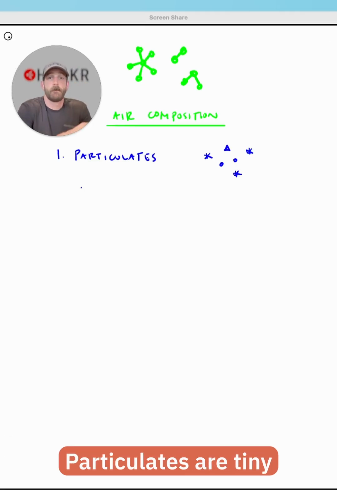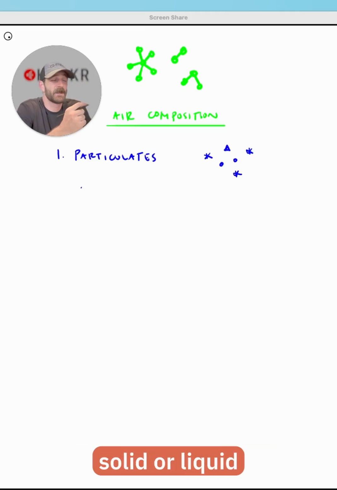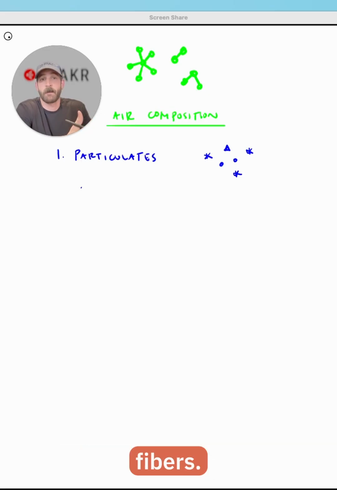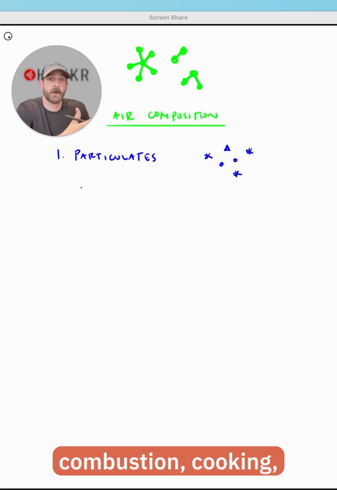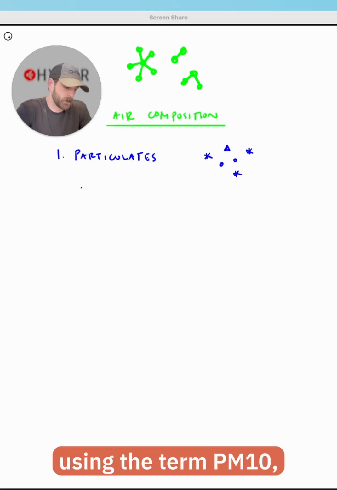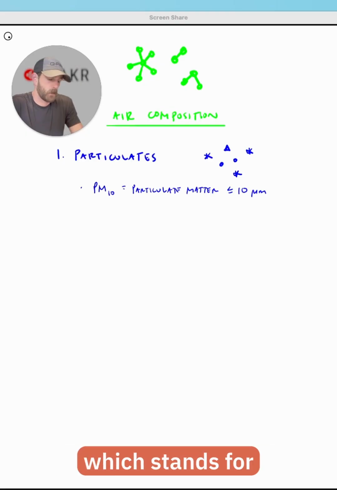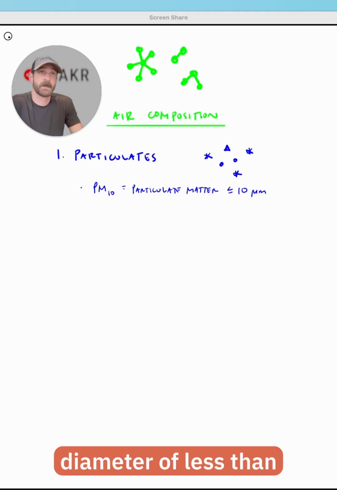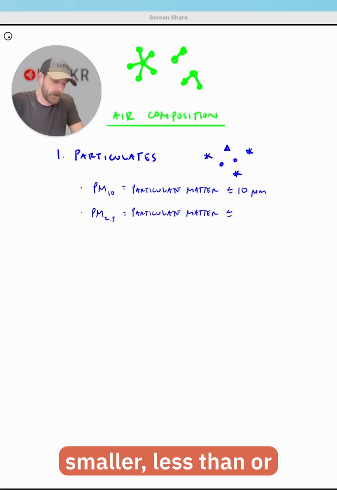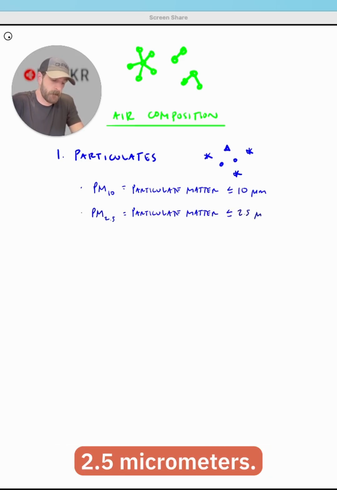The first category is particulates. Particulates are tiny solid or liquid particles suspended in the air. It can be dust or fibers. It can be aerosols as a result of combustion, cooking, cleaning, smoking. They're often labeled using the term PM10, which stands for particulate matter with a diameter of less than or equal to 10 micrometers, or PM2.5, which is even smaller, less than or equal to 2.5 micrometers.